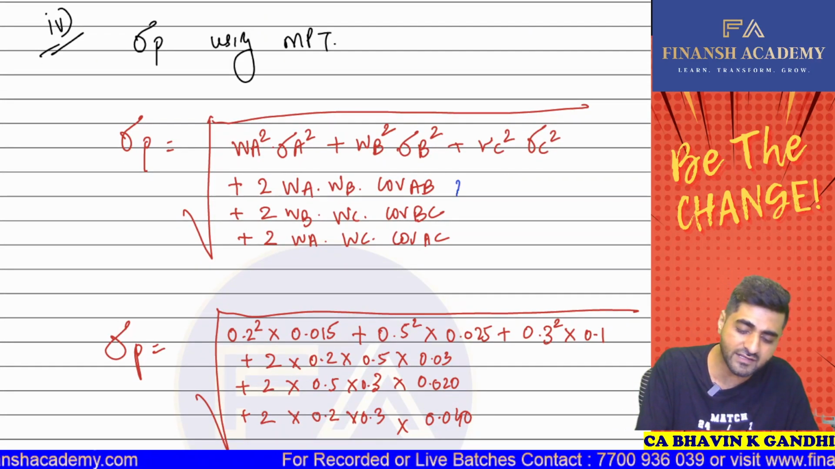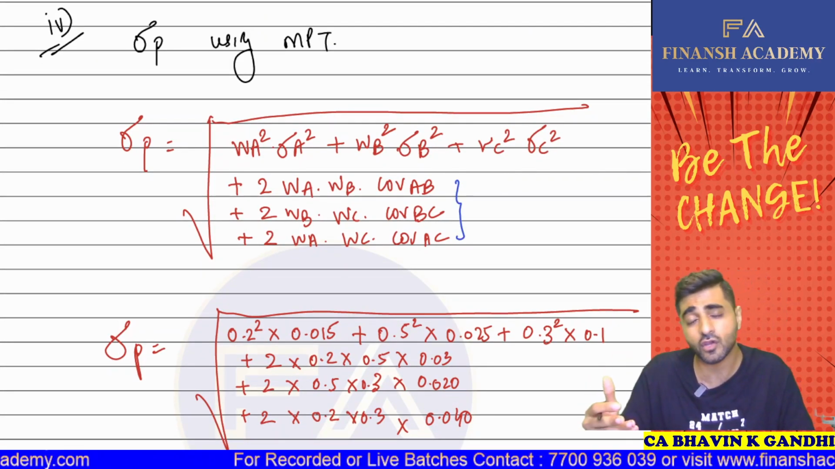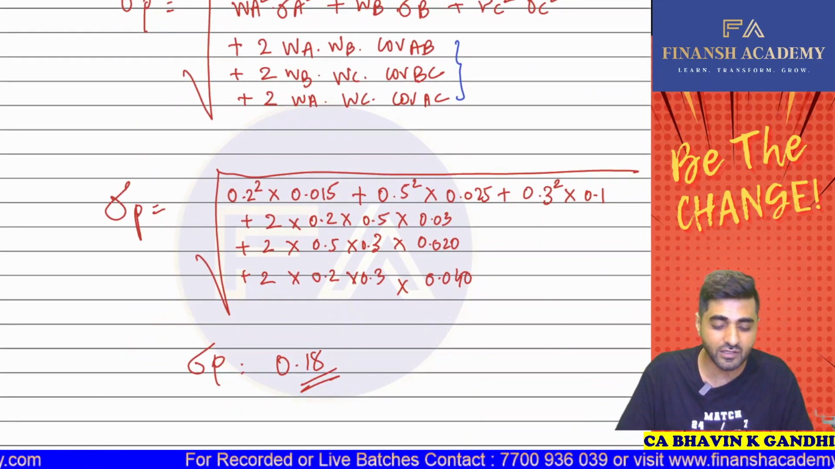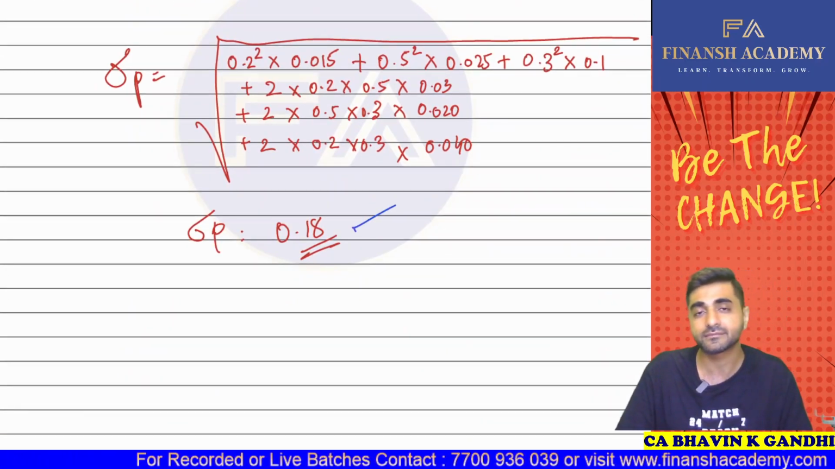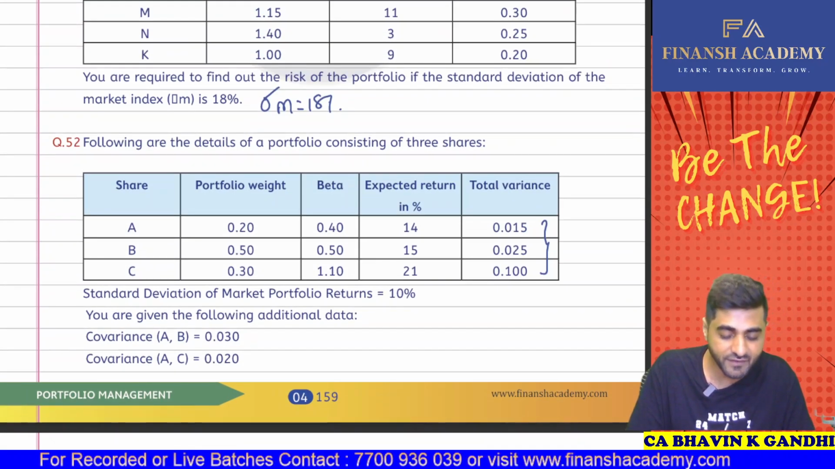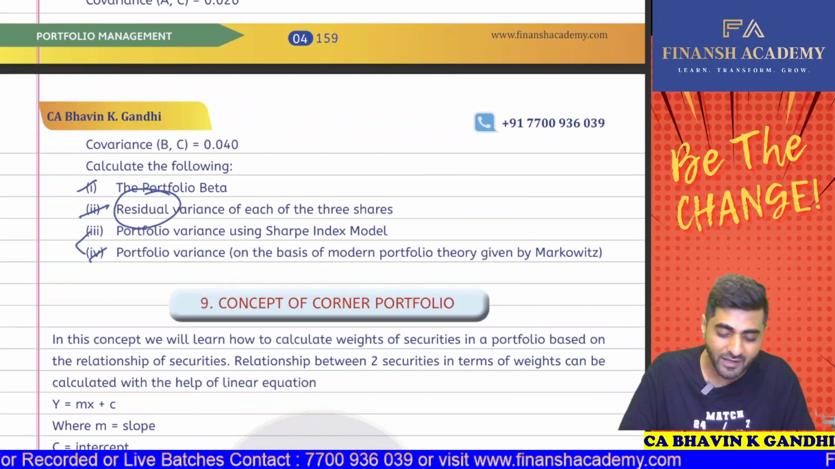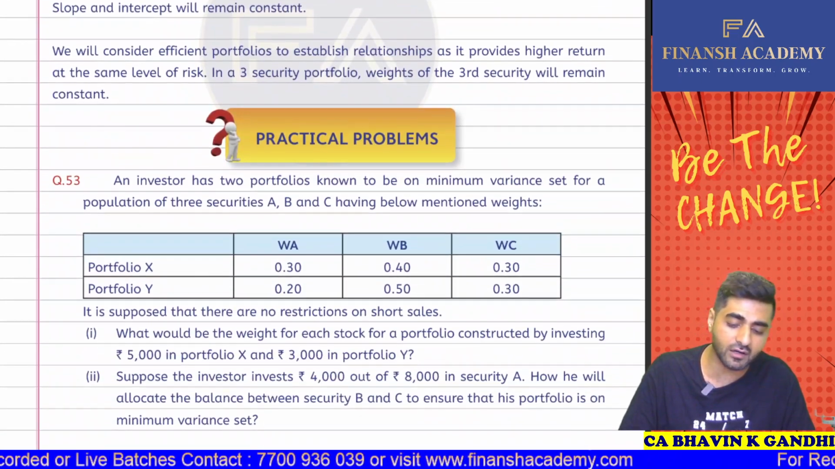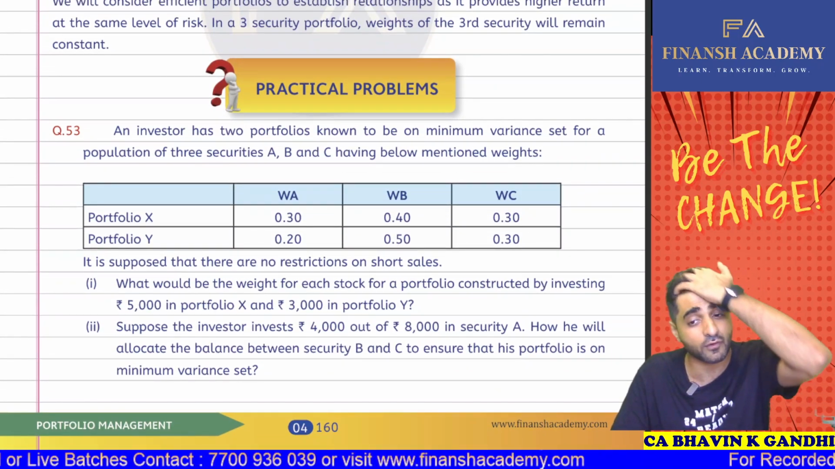And the covariances AB, BC and AC have been given to you in the question. So then we can calculate the portfolio risk, which is 0.1. So this is how we will be calculating your question number 52. Okay. Now, my dear students, we'll be doing your critical line and corner portfolio concept.